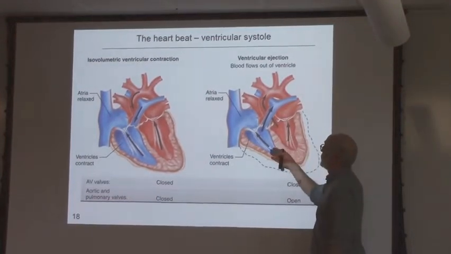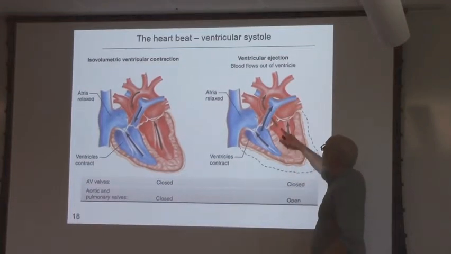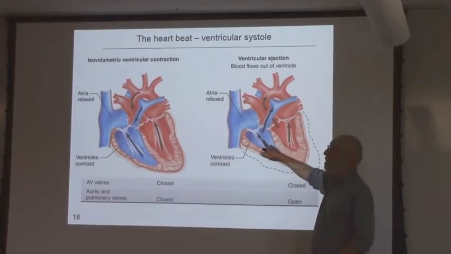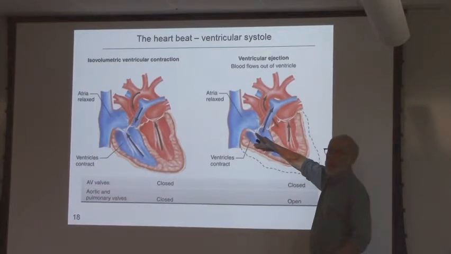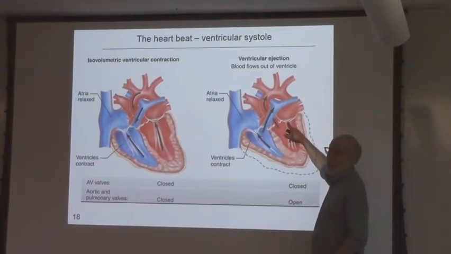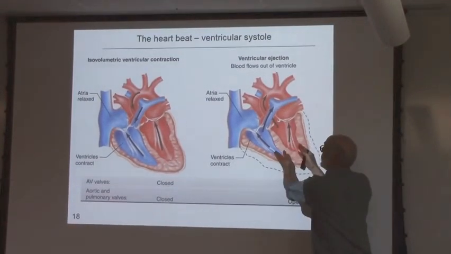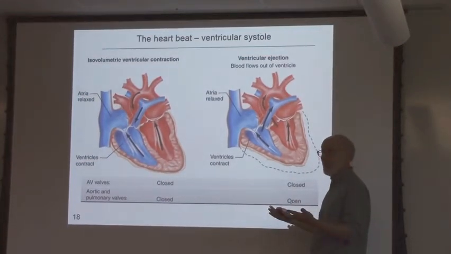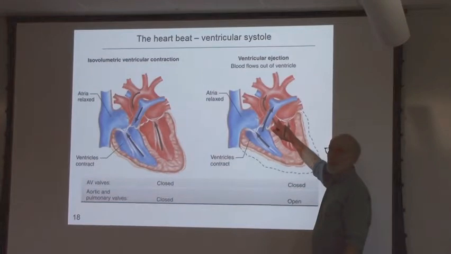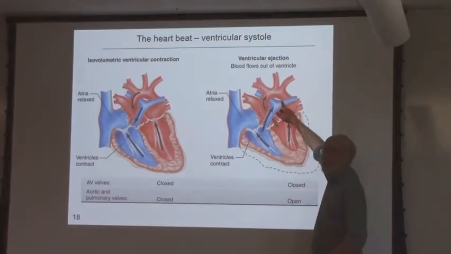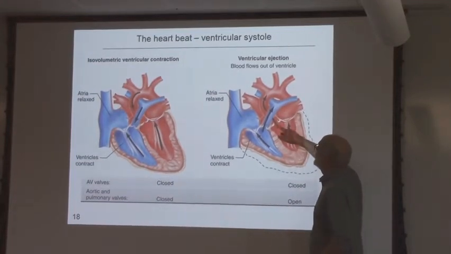When the pressure in the ventricles gets big enough, it opens the exit valves, the semilunar valves. So this is no flow because the tricuspid valve is closed. This is no flow because the mitral valve is closed. But this is now ejection. These two are flow, because the pressure has gotten big enough to open these exit valves, the semilunar valves. And now we have flow. This is output from the right ventricle into the pulmonary circulation, and from the left ventricle into the aortic circulation.